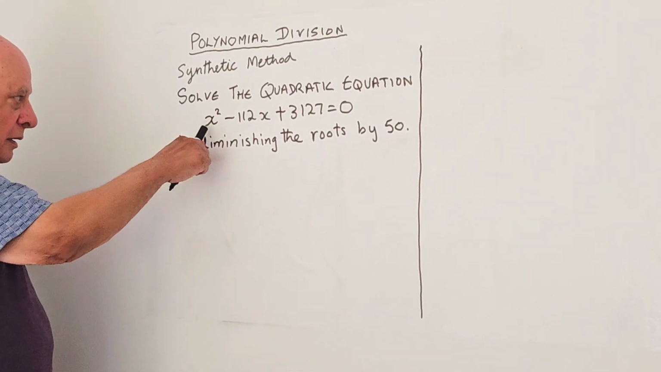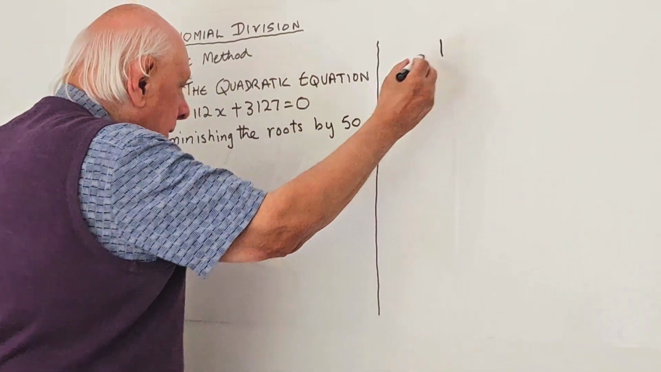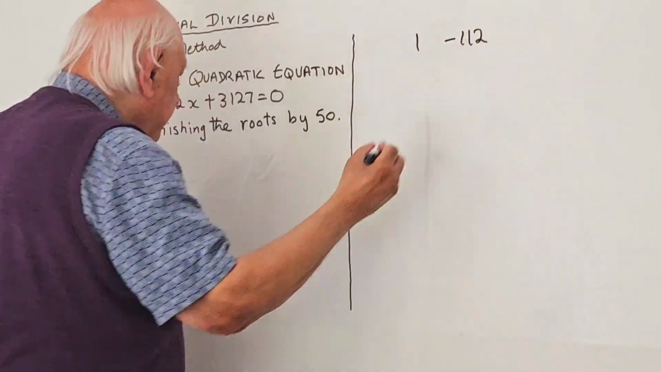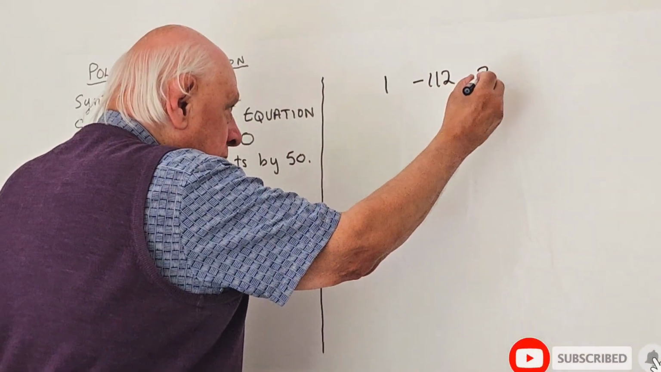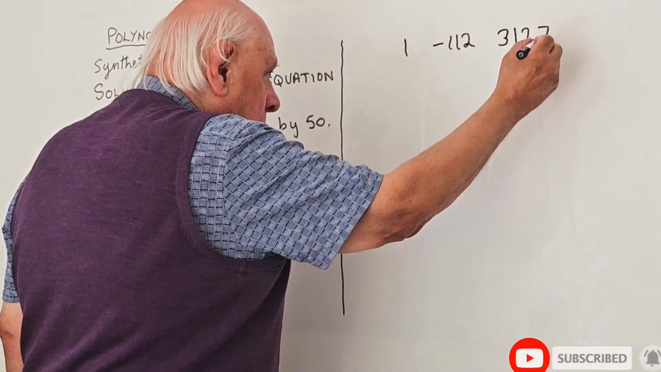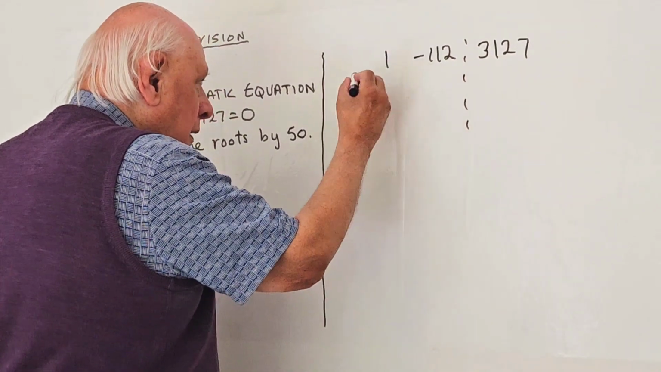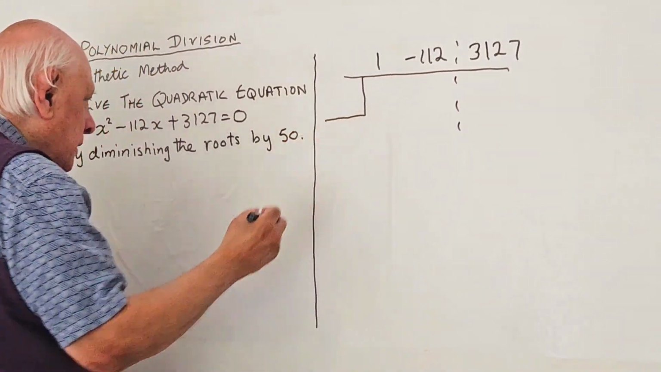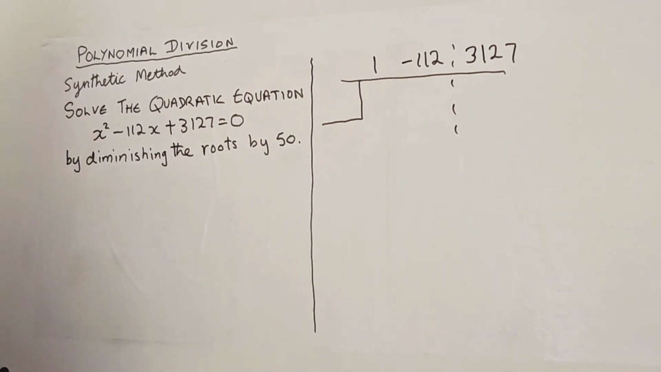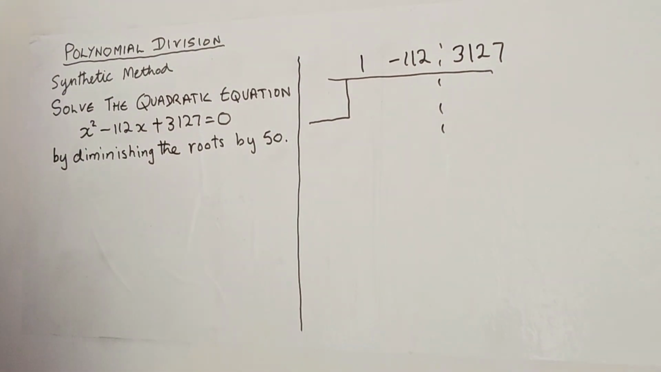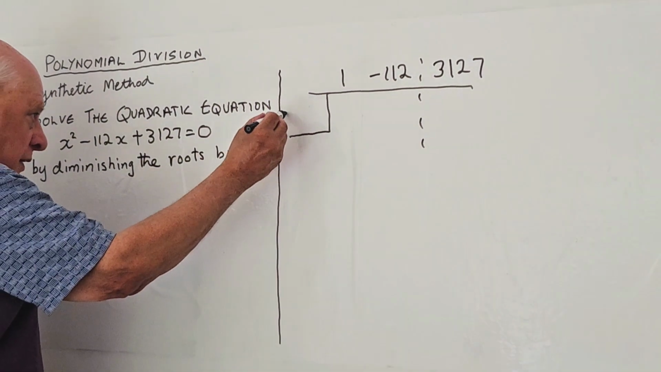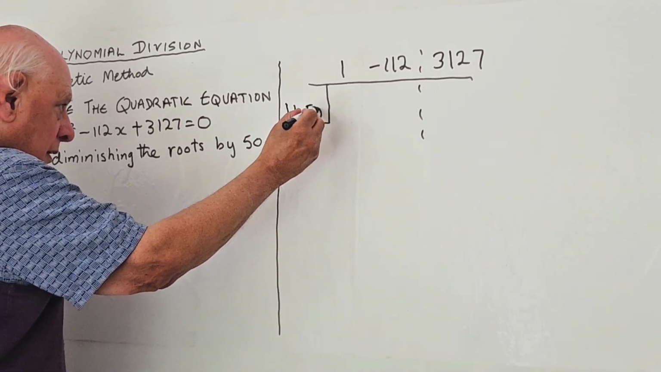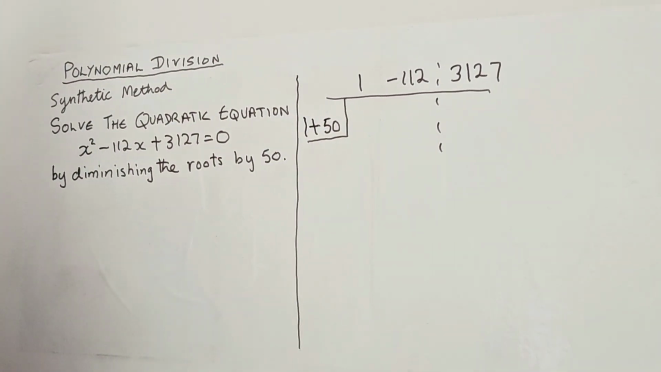So I'll write down 1, minus 112, and 3127. And here our divisor is x minus 50, so I'll write that is 1 and plus 50 and proceed from here as we've just done.